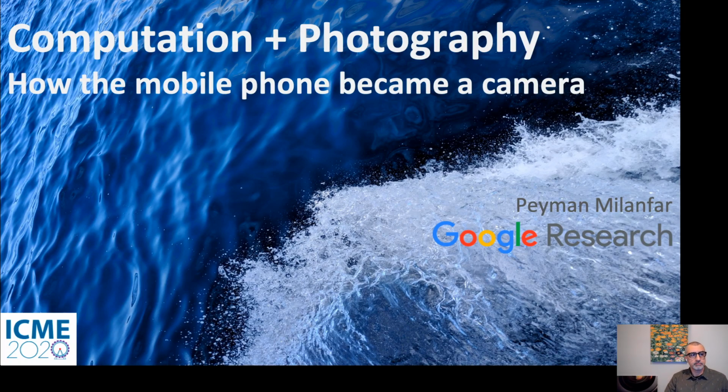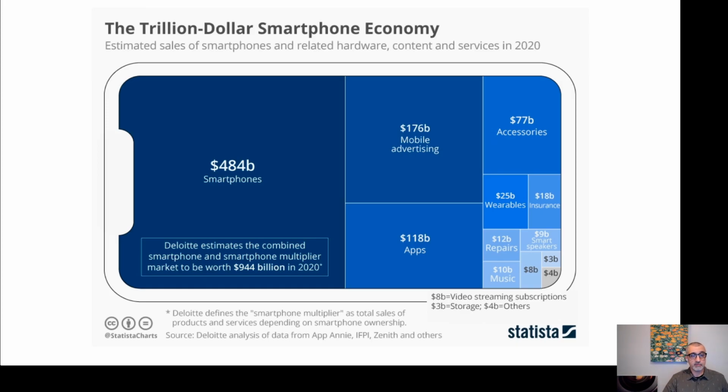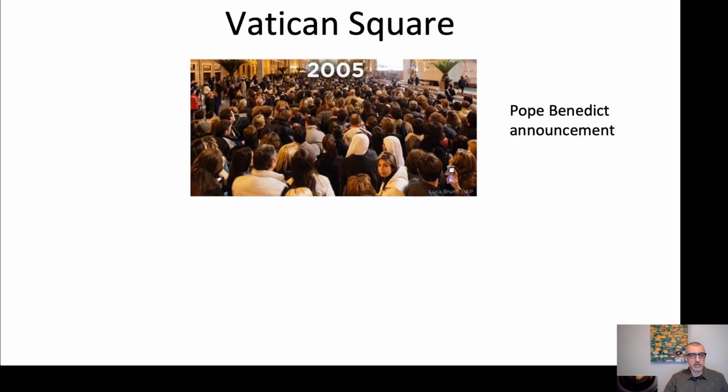Okay, so how the mobile phone became a camera. As I'm sure you would agree, the smartphone has really changed the world. In fact, the smartphone is really more of a camera than it is a phone nowadays. And there's plenty of evidence for this all over if you look a little bit carefully. In fact, the idea has become so obvious that we don't even think about it anymore. From an economic standpoint, a $1 trillion smartphone economy has spawned, but that's not all. It has also fundamentally changed the way we interact with the world.